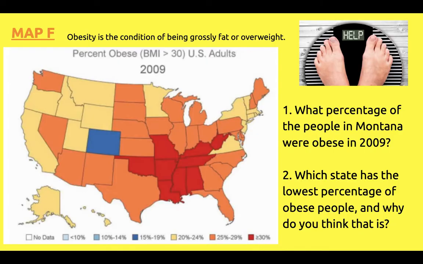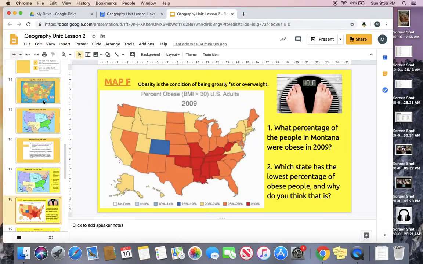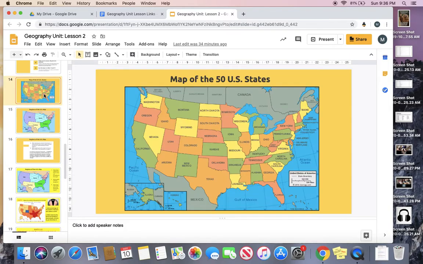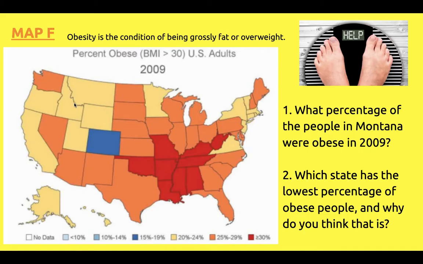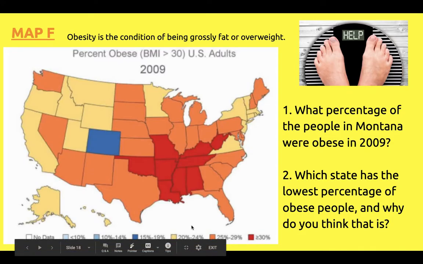So you remember, if you don't know where Montana is, you're going to go back to slide 14 and look for Montana. You'll notice that Montana is in this green state here, and it looks like there's almost a human face, like the profile, the forehead and the nose and the mouth here and the chin. That's how I always remember that's Montana. So the percentage of people in Montana were obese in 2009. You're going to look at this color and match it up with the color down here because this is our color coding, the key, the legend that tells us what information we're seeing on the map here.